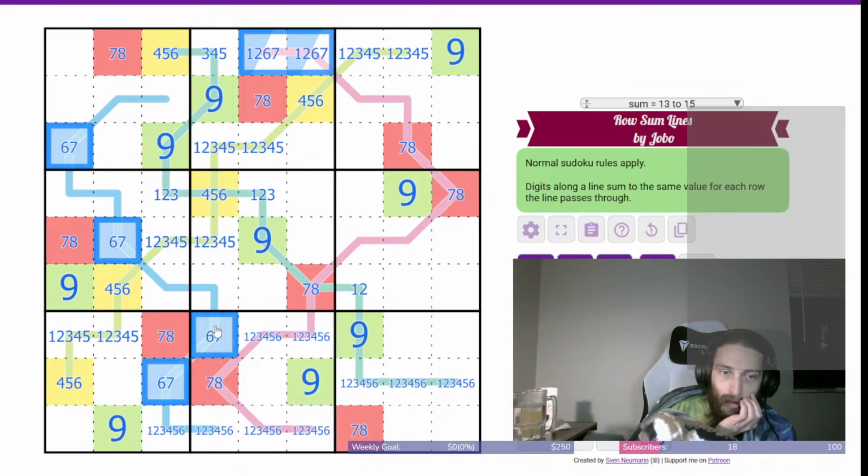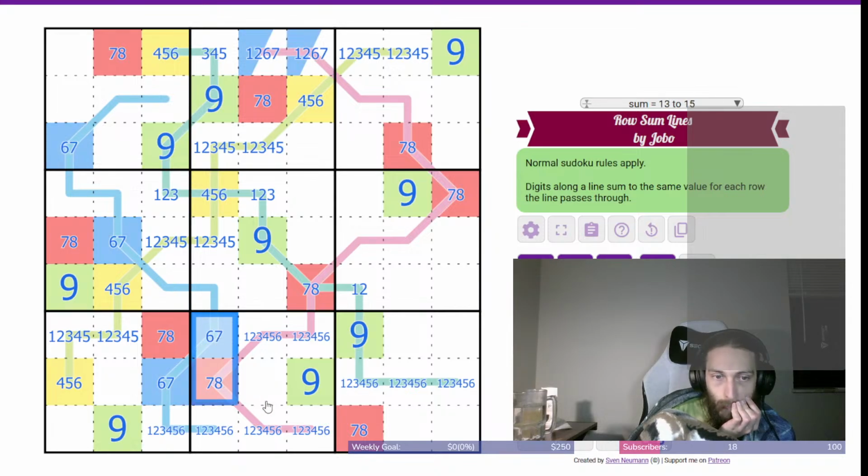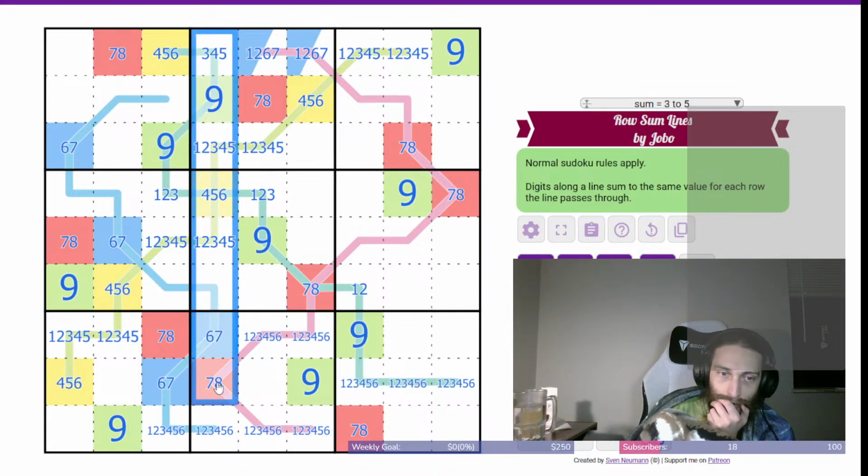Could one of these not be a 7? Well, if neither of them is 7, then that's a 6. So where would 7 go in this column? Well, it can't go here, and it can't go there, and it can't go on yellow, and it can't go there. So one of these two is 7.